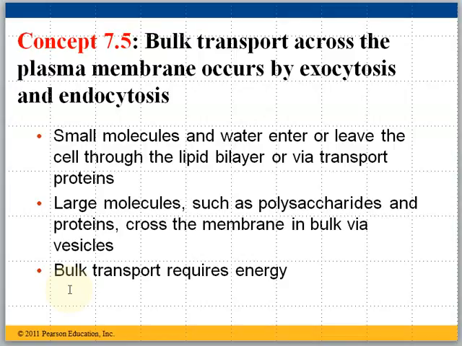So if we're going to move large amounts of material or very large complex molecules, we're going to use what's called exocytosis and endocytosis. So concept 7.5 says bulk transport across the plasma membrane occurs by exocytosis and endocytosis.